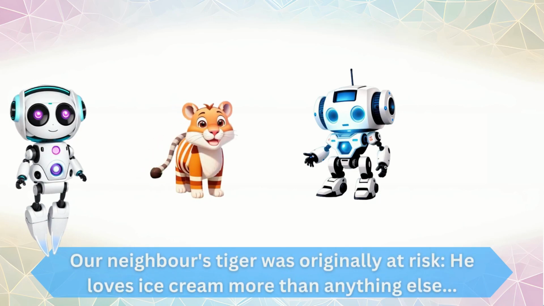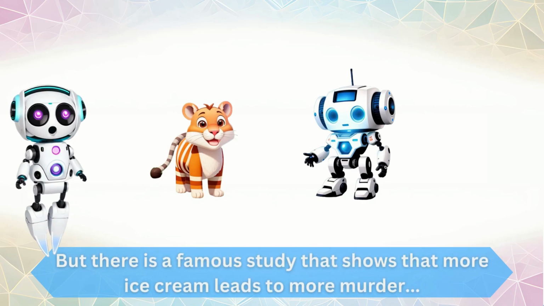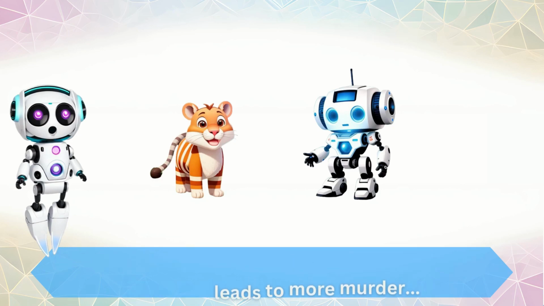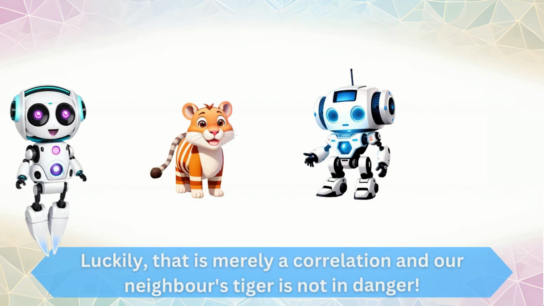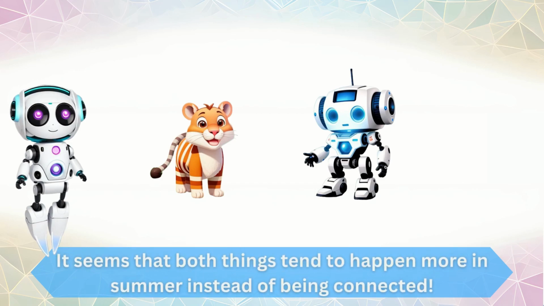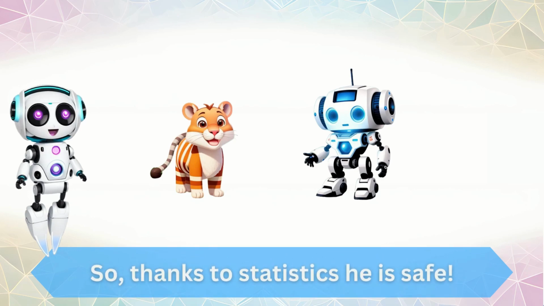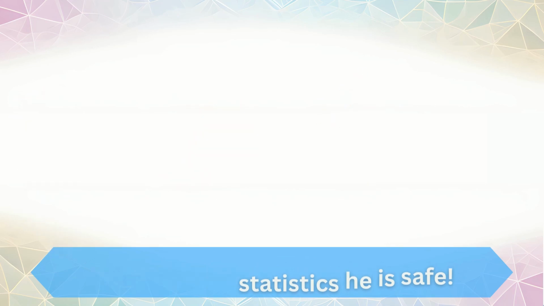Our neighbor's tiger was originally at risk. He loves ice cream more than anything else. But there is a famous study that shows that more ice cream leads to more murder. Luckily, that is merely a correlation and our neighbor's tiger is not in danger. It seems that both things tend to happen more in summer instead of being connected. So, thanks to statistics, he is safe.